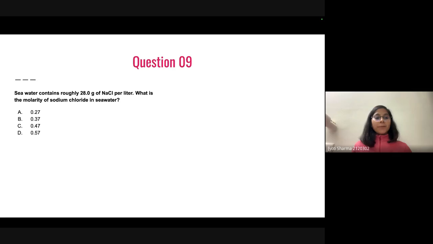This is an important question, because you should know the molarity of sodium chloride, as sodium chloride is very prevalent in seawater. Seawater has approximately 28 gram of NaCl per liter. So what is the molarity of sodium chloride in seawater?